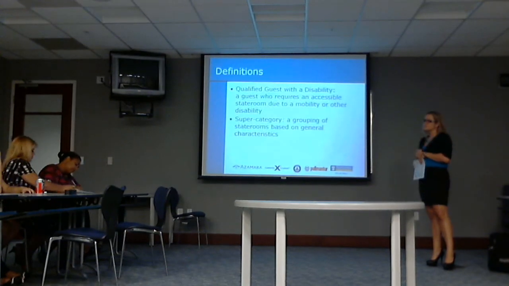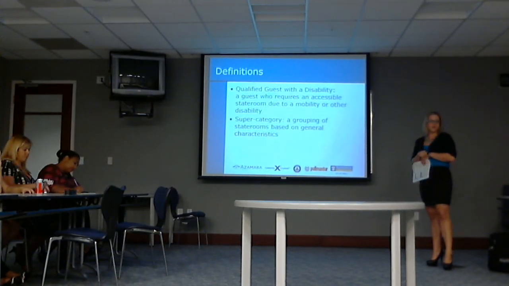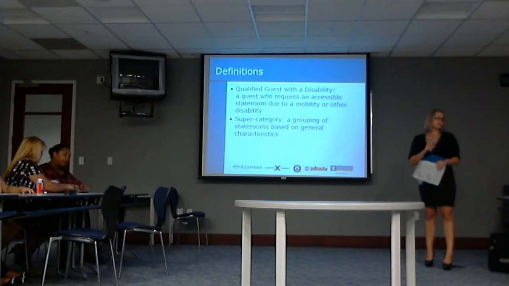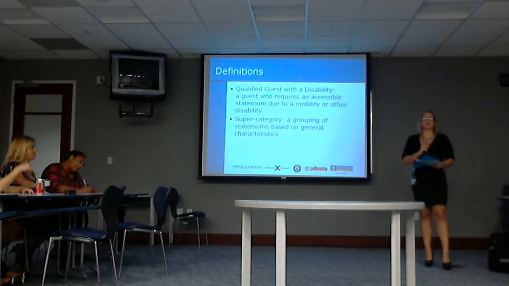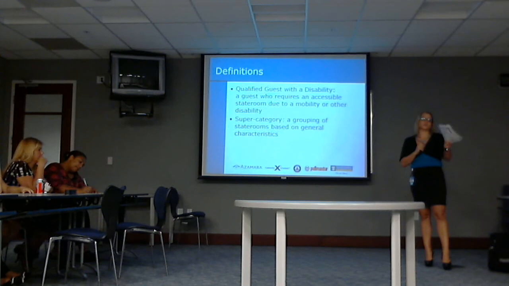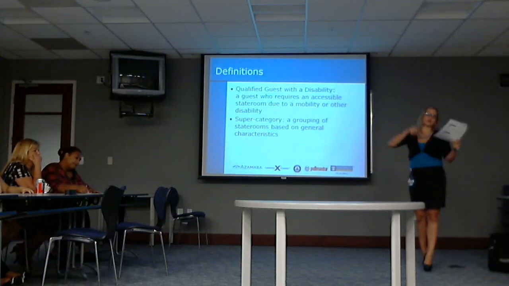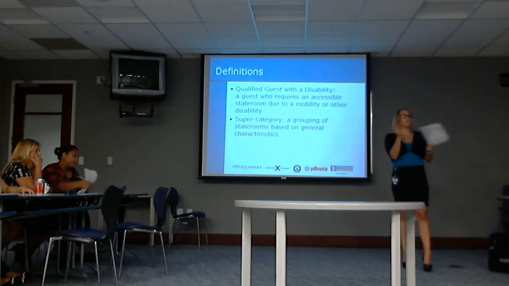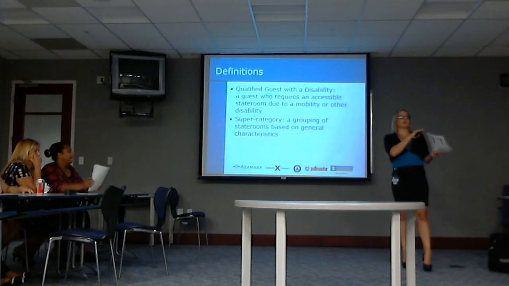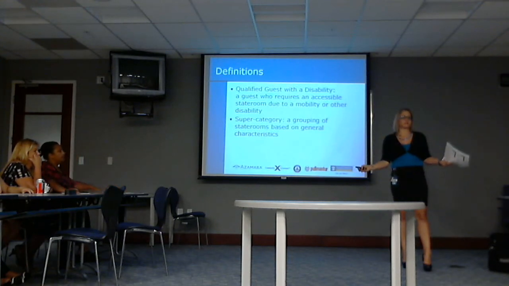Anyone have any examples of a super category? The crown loft with the elevator. We had a super category, not a category, a super category. Well, the crown loft is a suite, right? So the crown loft would have been a super category. A balcony isn't, that's a category. But let's say a D1, that's a super category.